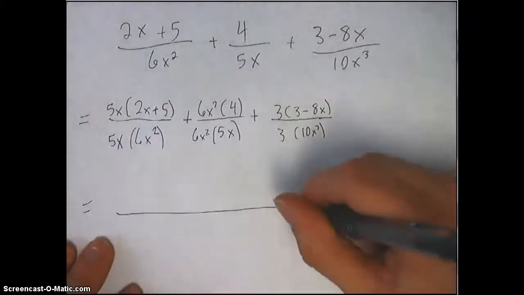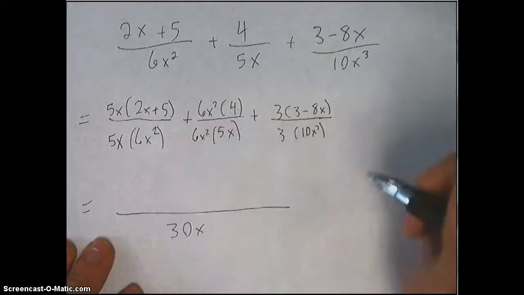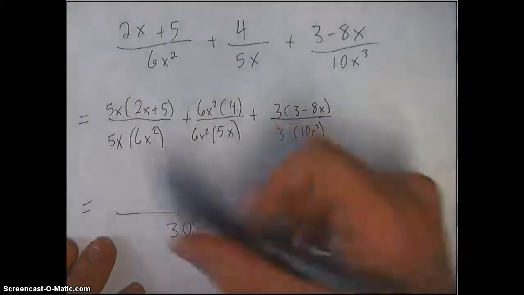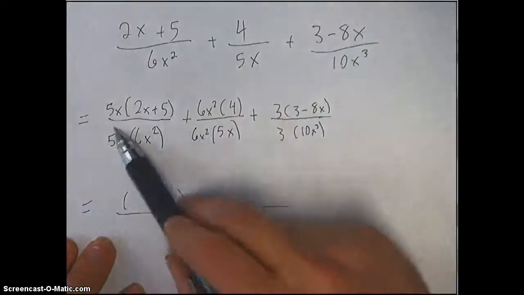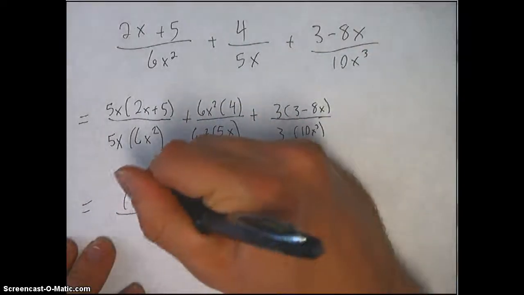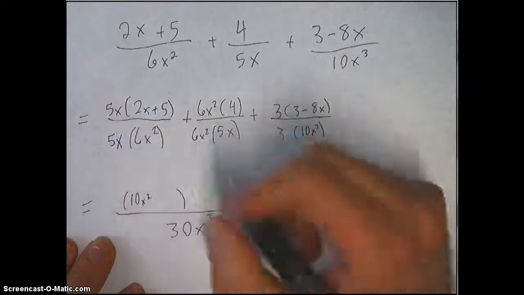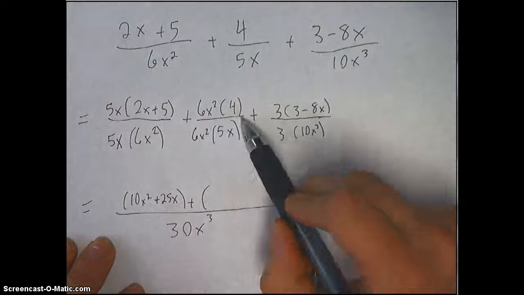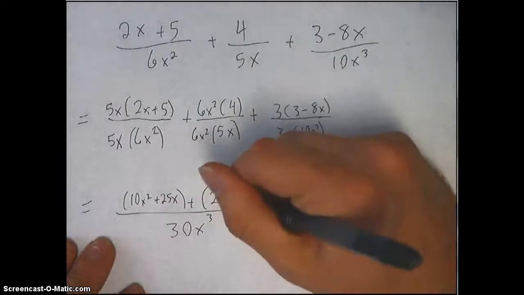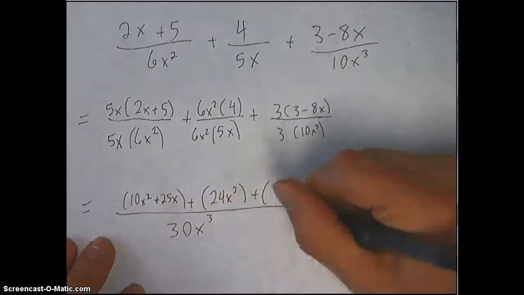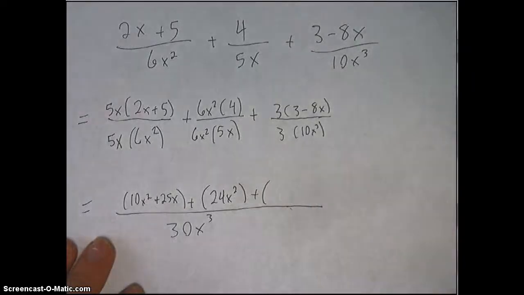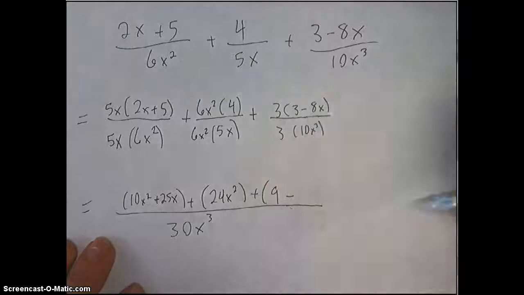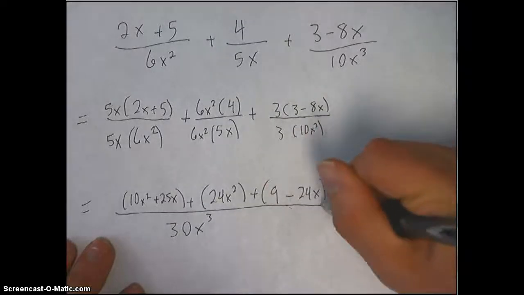Now I know that all of these are going to be 30x cubed, so I can go ahead and put them on the same thing here. So 5x times 2x is 10x squared. 5x times 5 is 25x. 6x squared times 4 is 24x squared. And then finally, 3 times 3 is 9. 3 times negative 8 is negative 24x.